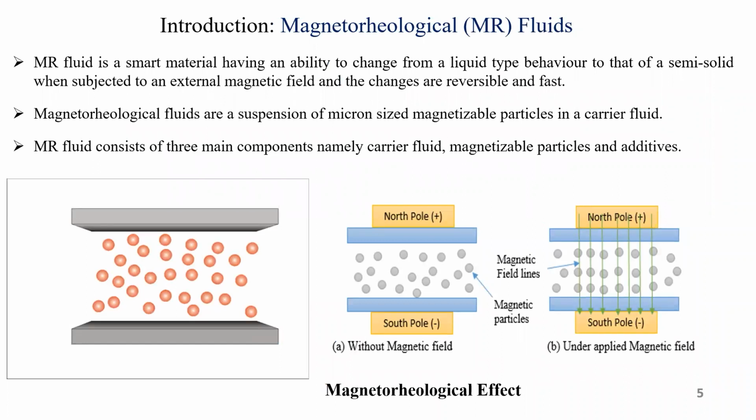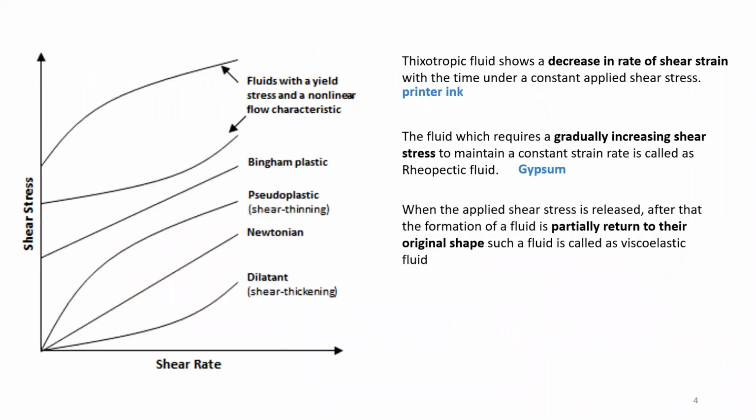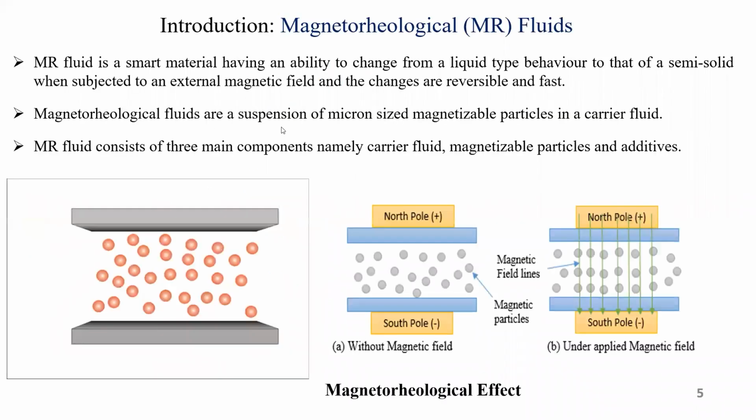Simply put, these are magnetorheological fluids, MR fluids in short. This is also a smart fluid. It works in this area. The fluid will show non-linear behavior and flow characteristics. MR fluid is a smart material. It just contains some oil, like silicon oil or any other oil, filled with magnetic particles.